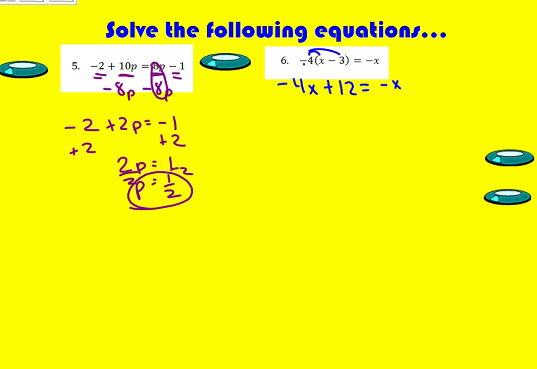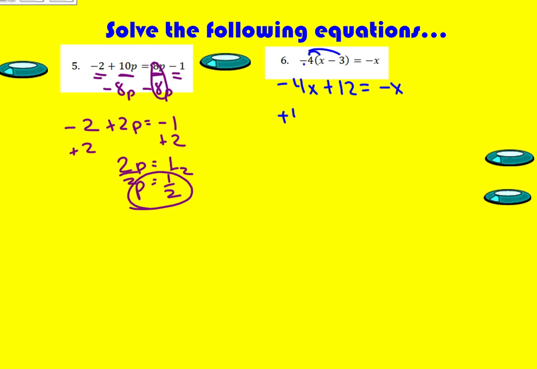Now notice, I've got negative 4x plus 12 on the left, negative x on the right. I want to get all my variables to one side, but if I try to take this over here, if I add that over, then I've got everything on one side and nothing on the right side, and that creates some work for me. So I don't want that. I want less work to do.